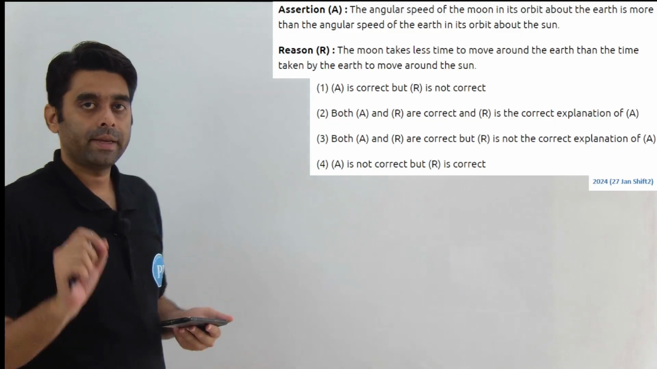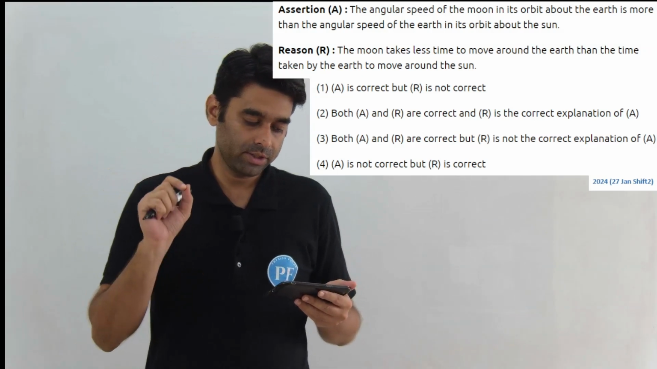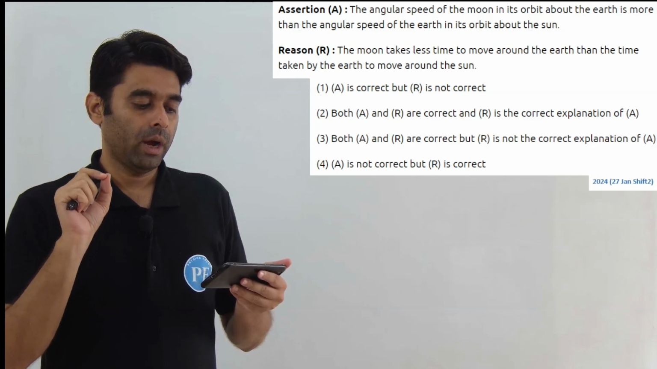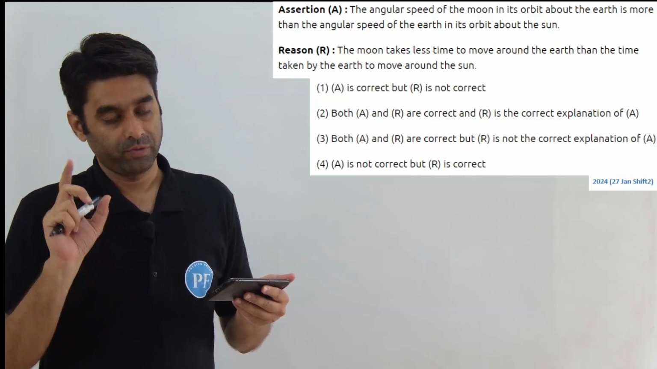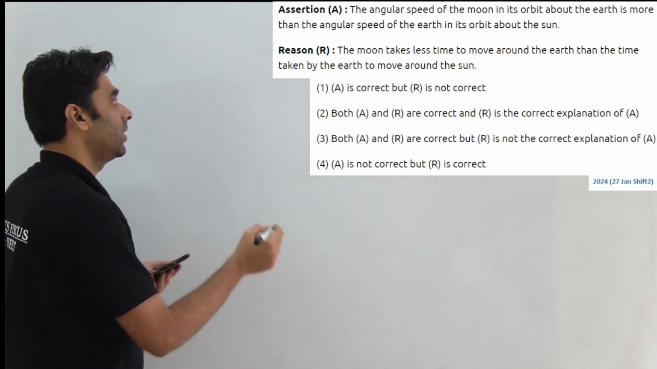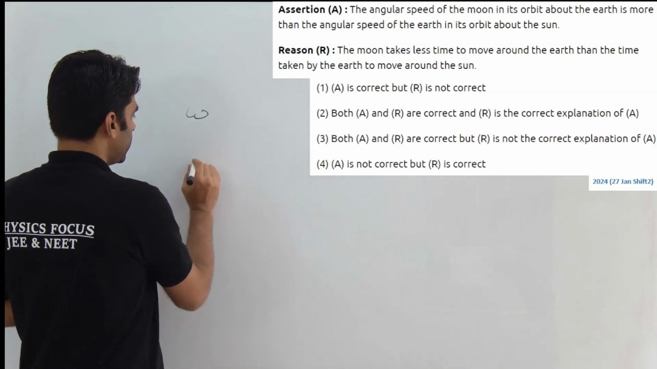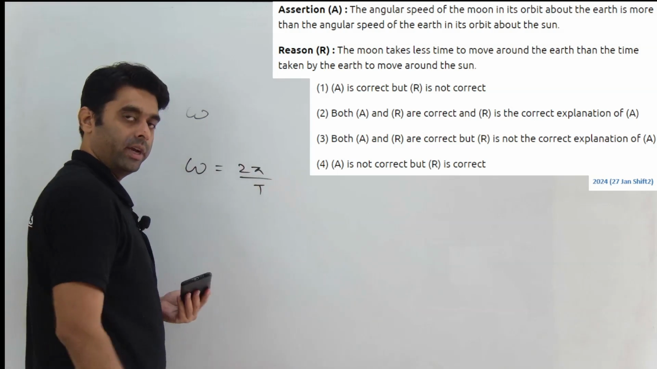Okay, second question, it's an assertion reason question. Let's look at the statements. Assertion says the angular speed of moon in its orbit about the earth is more than angular speed of earth in its orbit about sun. Fine. They are talking about basically omega, right? What is our omega relation? Omega is 2 pi by T.